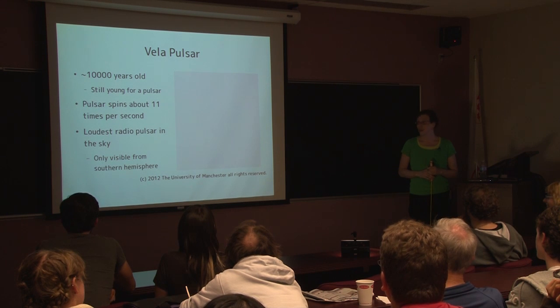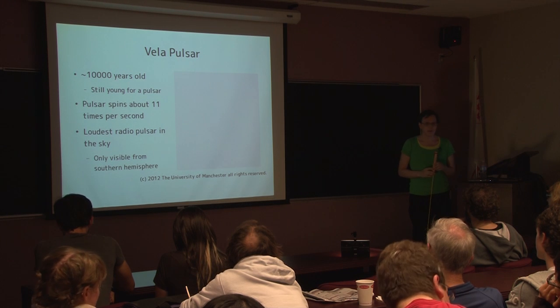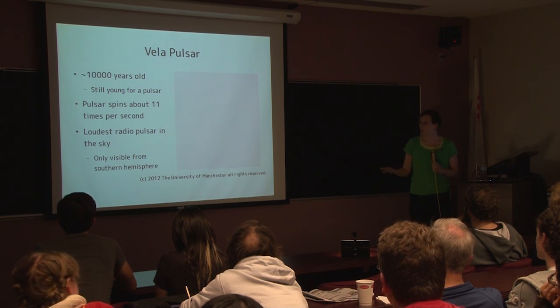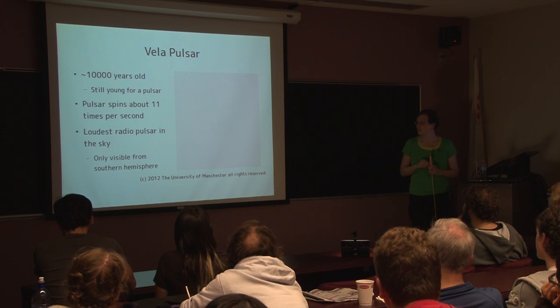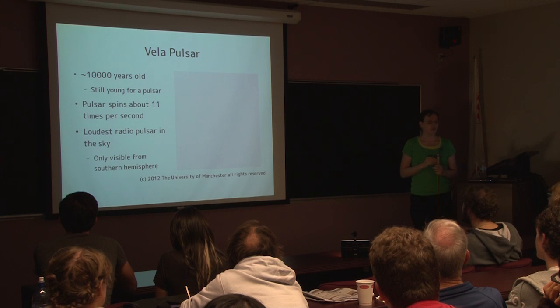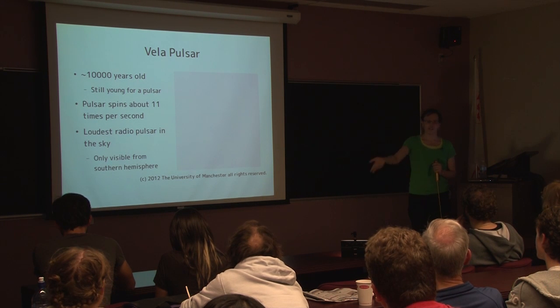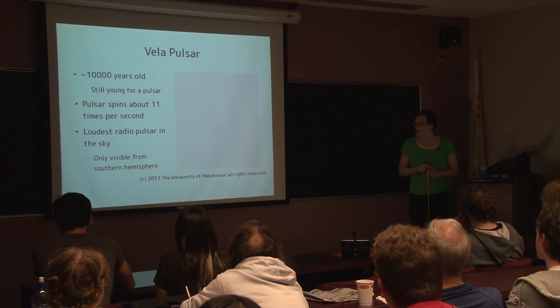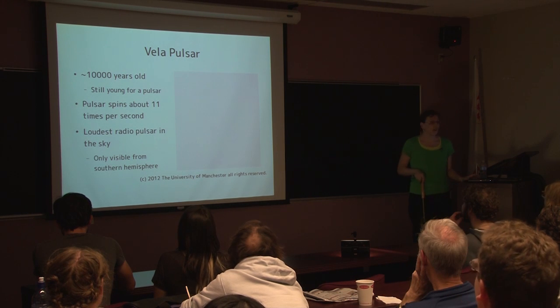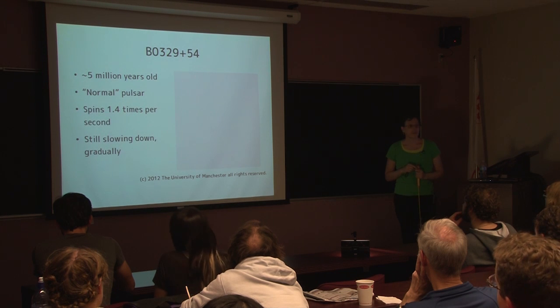This is the Vela pulsar, which is older. It's 10,000 years old, so nobody wrote this down, but it's had longer to slow down. It's a little slower, so it spins about 10 times a second. And this is the loudest one in the sky. If you want to point a telescope at any old pulsar, this would be the one to point it at. But unfortunately, it's in the southern hemisphere. So this one is older, it's slower, it's slowing down. This one is very old.